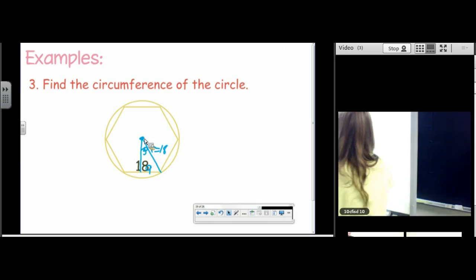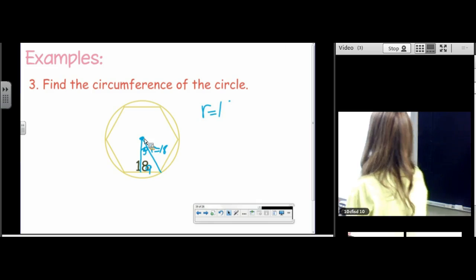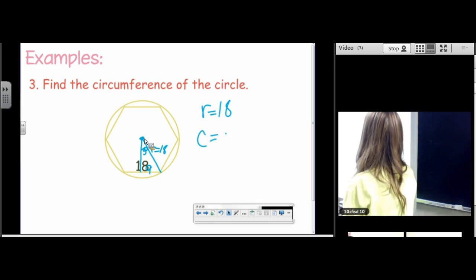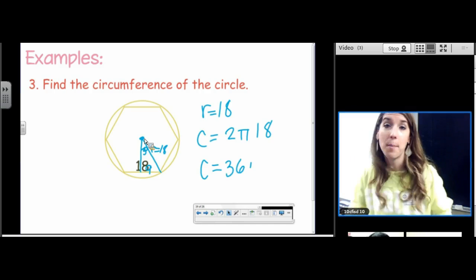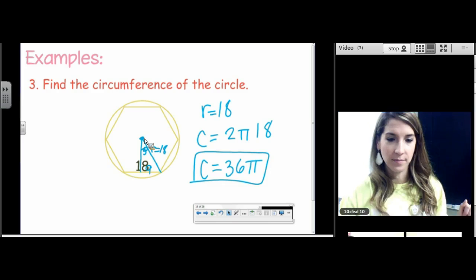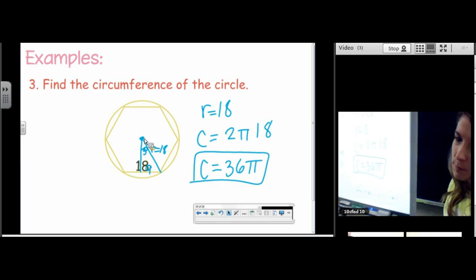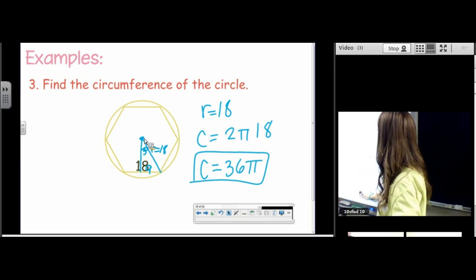We need the circumference, 2 pi r. So our circumference is 36 pi. If you leave off the pi, you get it wrong. Don't leave off the pi. 36 pi. We're not going to put it as a decimal. We're going to keep it just like that.